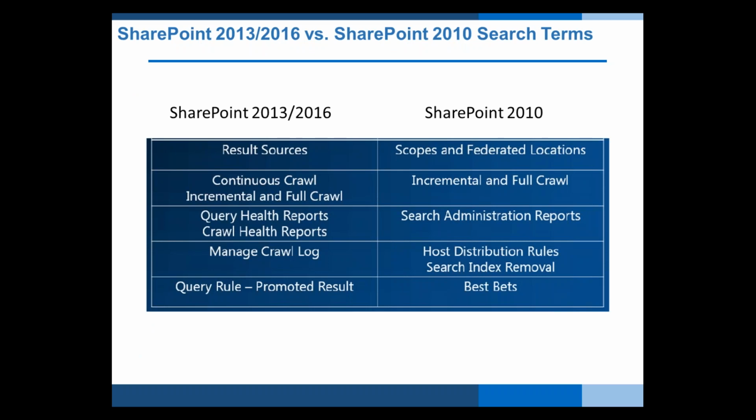If you've used SharePoint in the past, what we called a scope or federated location is now result source. What we used to only have was incremental and full crawls. Now we have continuous crawls. Those search results, very important. Fresh index, so continuous crawl is huge. The reports have been renamed. They're query and crawl health reports. We manage now the crawl log instead of working with our host distribution rules or search index. And then we can still do best bets and visual best bets. We now call these query rules with promoted results.